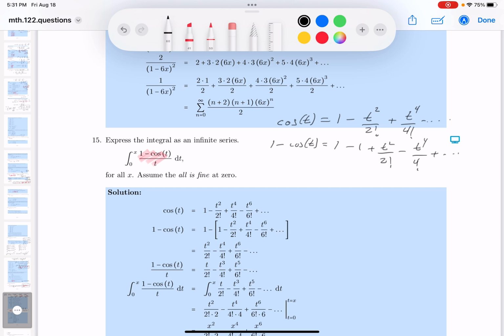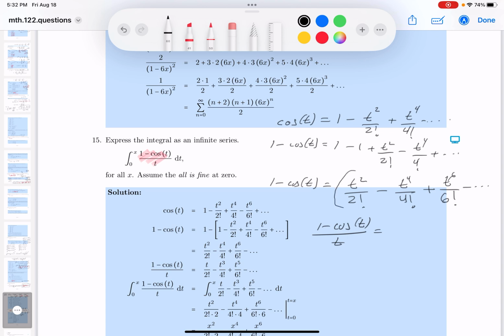And what does that give you? Well, 1 minus cosine of t is going to be, let's see, t squared over 2 factorial minus t to the fourth over 4 factorial plus t to the sixth over 6 factorial minus yada, yada, yada. Very simple pattern, by the way. Now I'm going to do 1 minus cosine of t. I'm doing the integral, by the way. Divide by t. What does that give you?